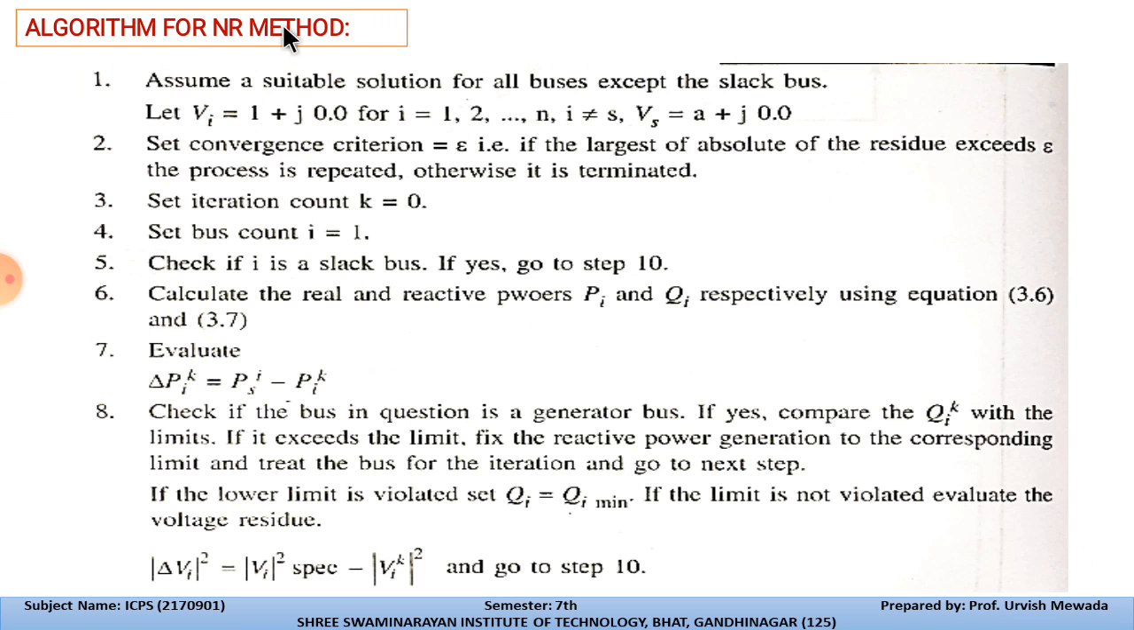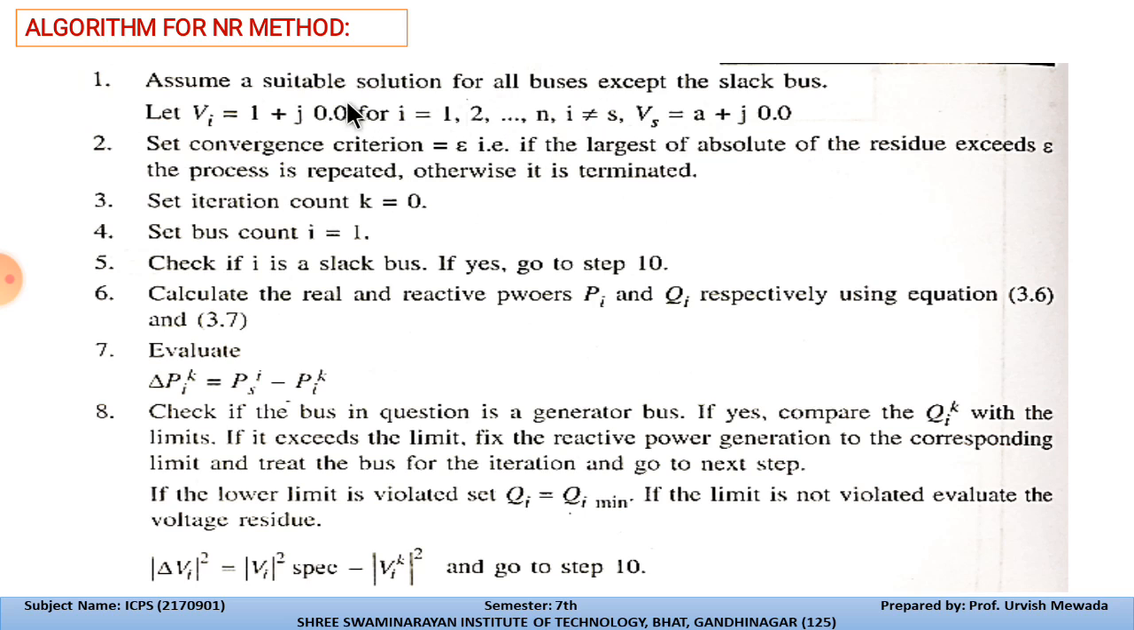First of all we need to set up the algorithm for the method. In the algorithm we are following the same flow chart. Let us assume a suitable solution for all buses except the slack bus, because we have considered the slack bus initially, or the bus which has the largest generator connected is considered as the slack bus. So let Vi is equal to 1 plus j 0.0 for I is equal to 1 to n, where I is not equal to s. So Vs is equal to a plus j 0.0.